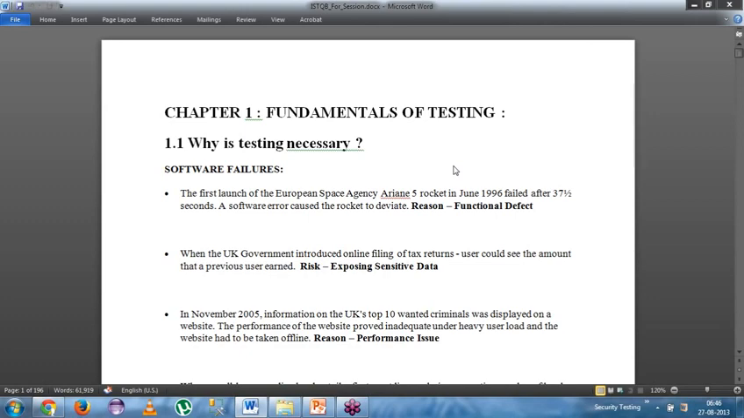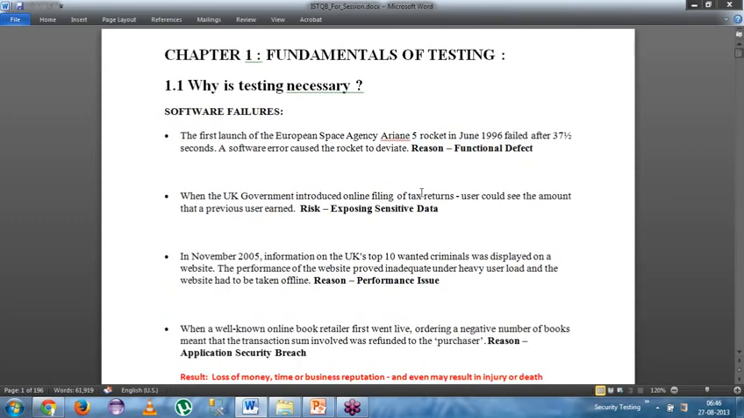So what is the purpose of doing the testing? Alright, so here are a few examples or scenarios, the reason why we need to go for testing. Way back in 1996, the European Space Agency launched a rocket which failed miserably, just after 37.5 seconds. The reason for it was a functional defect in the piece of software that they had developed.